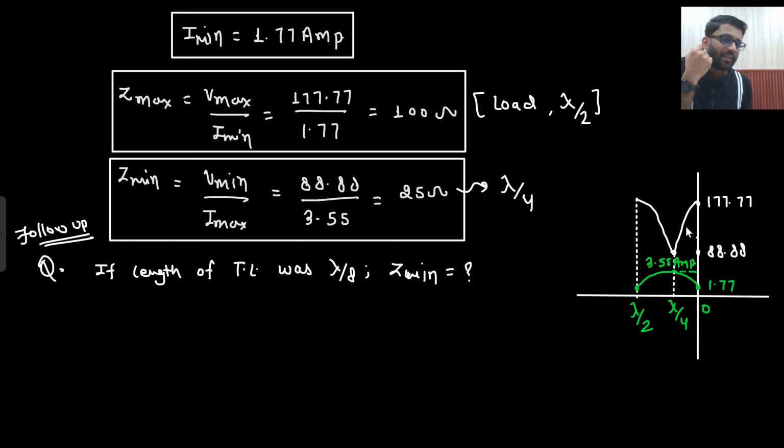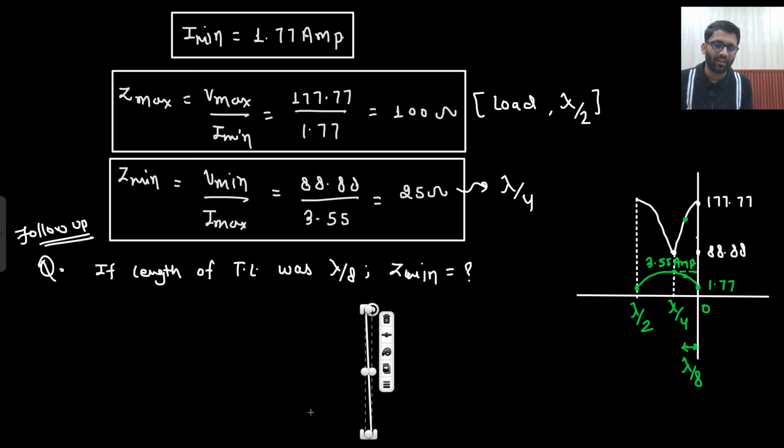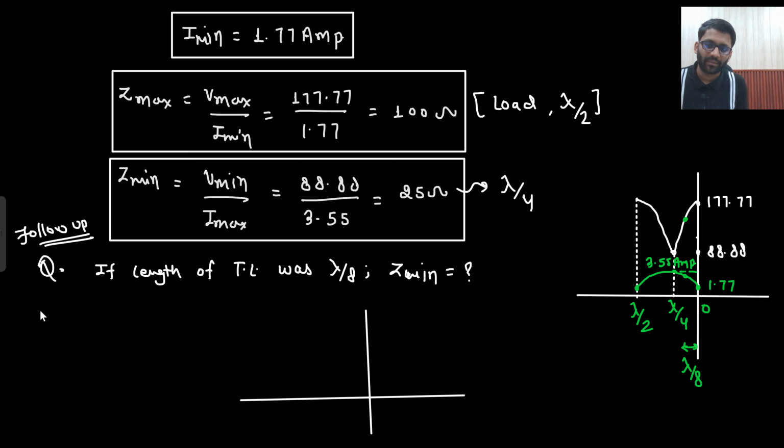So now if the length is lambda by 8, that means you are somewhere here. At lambda by 8 only you are having your maximum current and minimum voltage, right? If the length is lambda by 8, that means these extremes are not even achieved. Whatever current and voltage you have at lambda by 8, that is what you would be getting. If the length was lambda by 8, this is the answer.